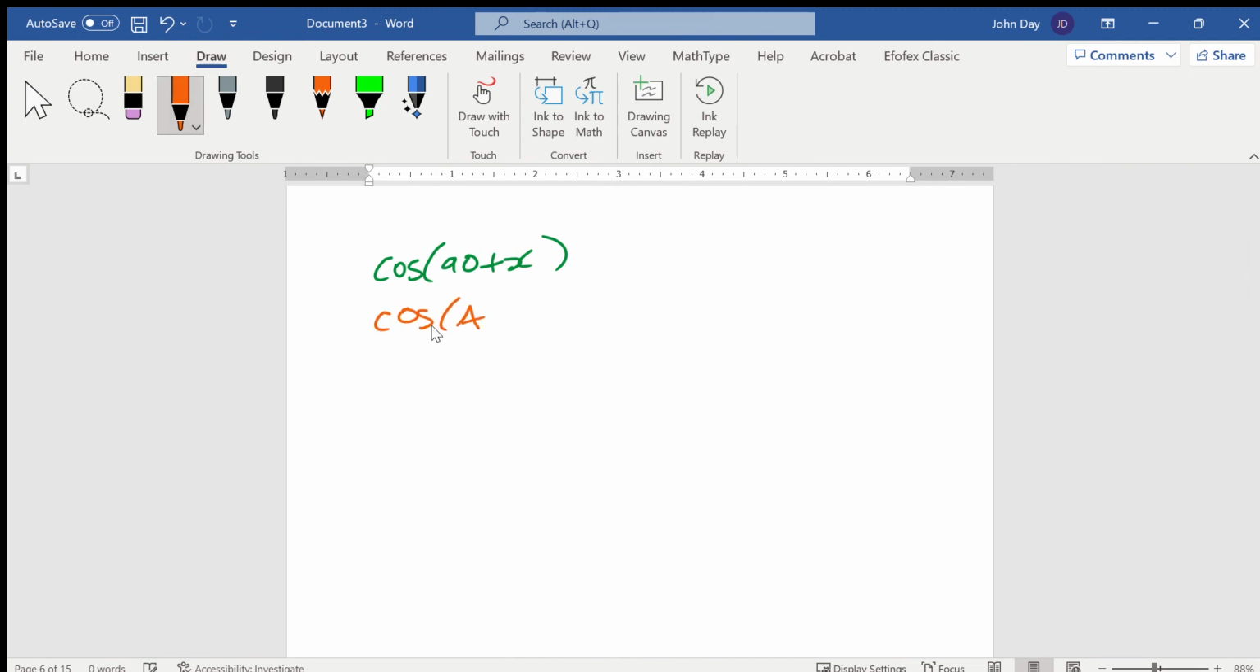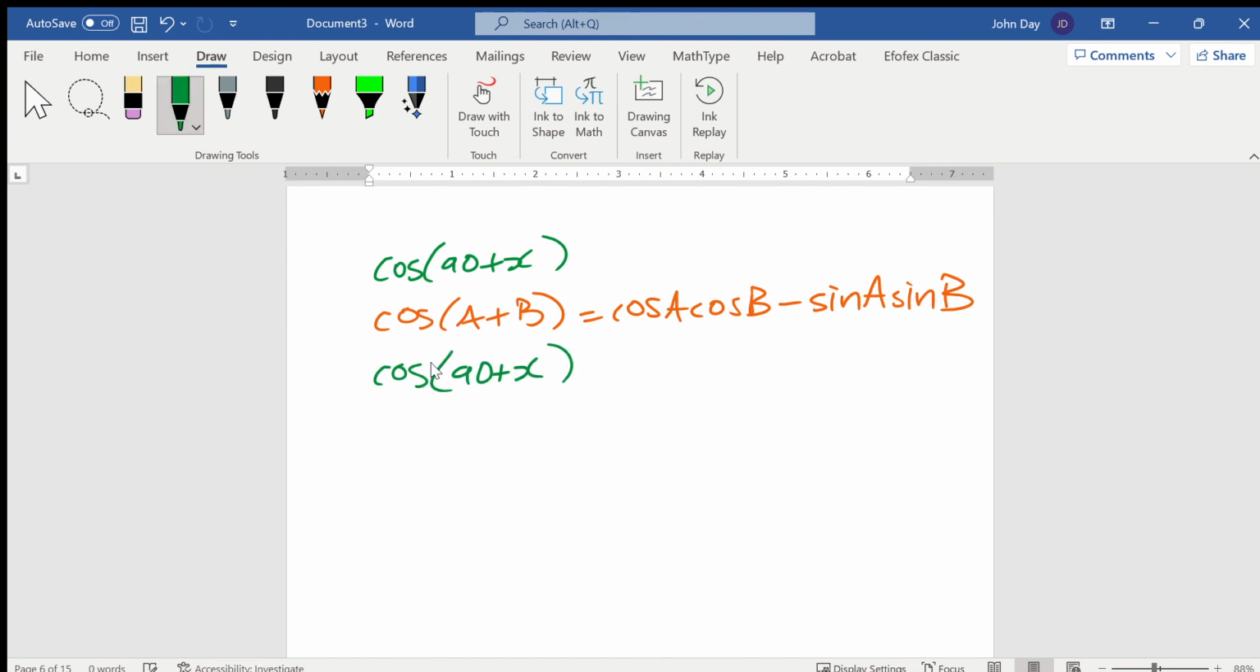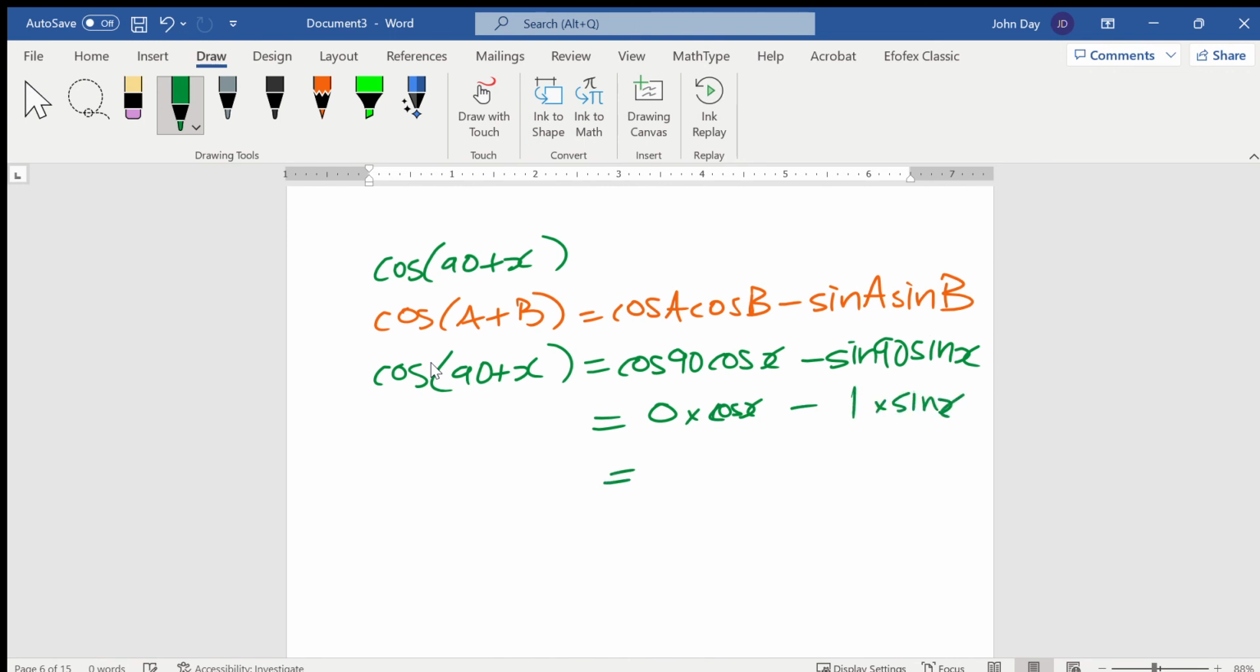Cos of A plus B is cos A cos B minus sine A sine B. So you could say, all right, I'm going to use that. I'm going to go cos of 90 plus x, and just go, that's cos 90 cos x minus sine 90 sine x. Now cos of 90 is 0, so really that term is going to be 0, and sine 90 is 1 sine x. So that's actually equal to minus sine of x. I've just figured out in a very quick and easy way that cos of 90 plus x is the same as minus sine of x, right?